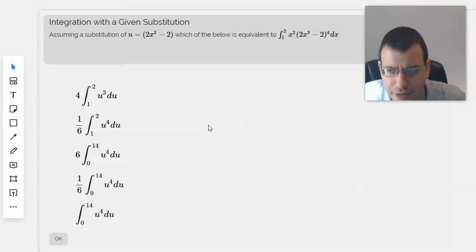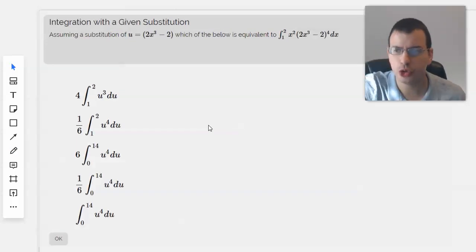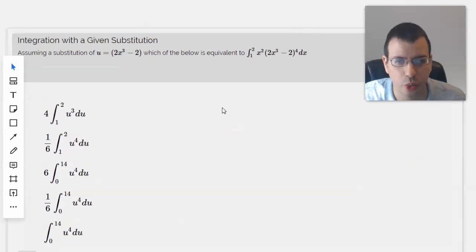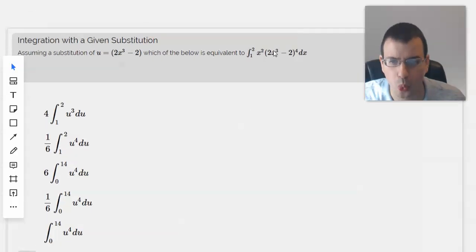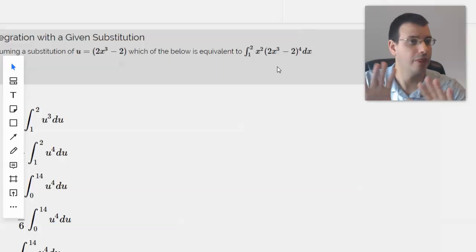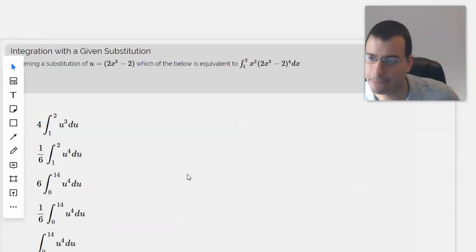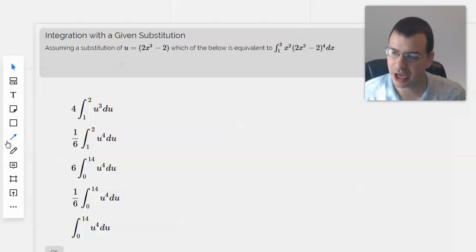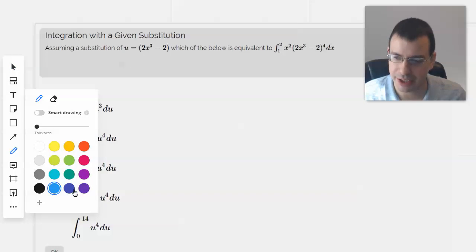Assuming a substitution of u equals 2x cubed minus 2, which of the below is equivalent to the integral from 1 to 2 of x squared times (2x cubed minus 2)? Okay. So this is not a standard question, but the kind of question you'll often see on an AP exam.